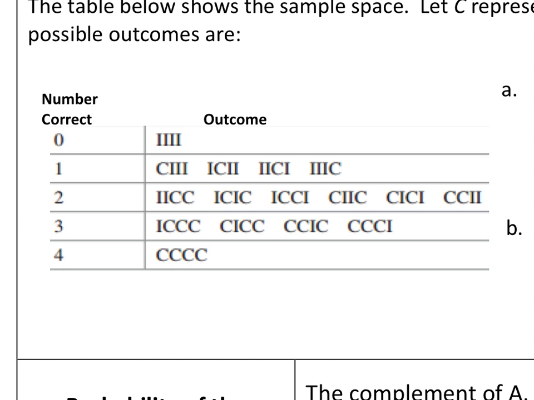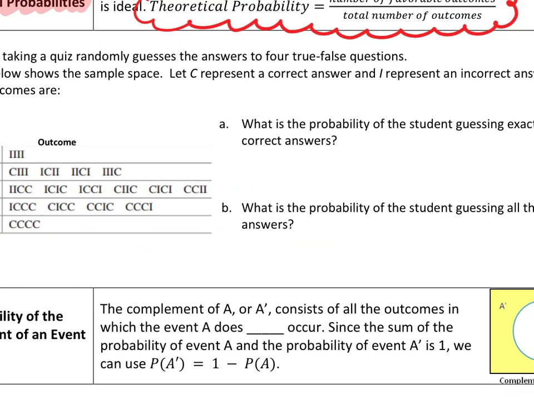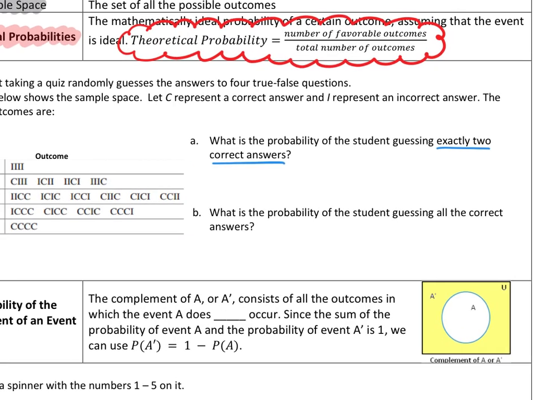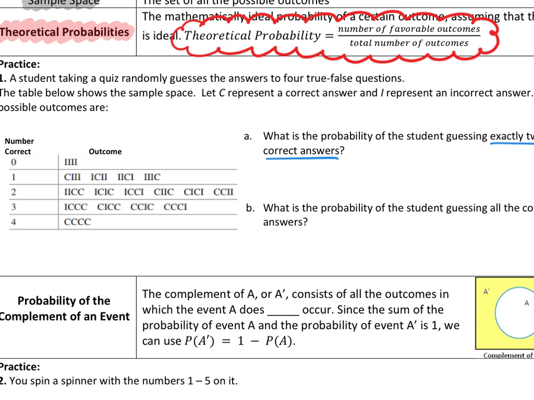All 4. Okay. This is what happens when you randomly guess on a true-false test. You could have these options as what you get right or wrong. The question here says, what is the probability of the student guessing exactly 2 correct answers? So let's underline that. Exactly 2 correct answers. How many outcomes are there where they guess and get exactly 2 correct answers? I see that there are 1, 2, 3, 4, 5, 6 chances for them to guess exactly 2 correct.